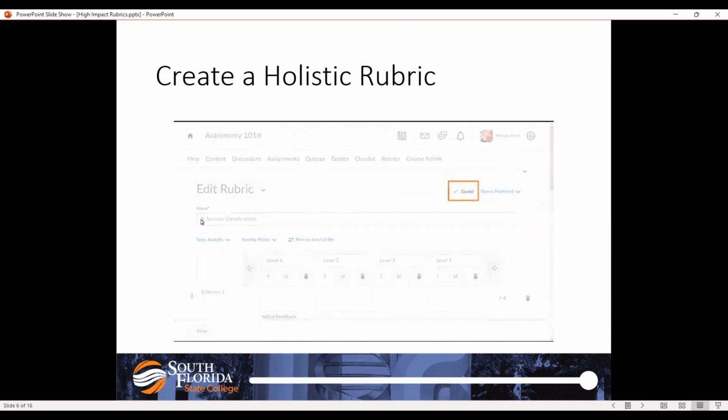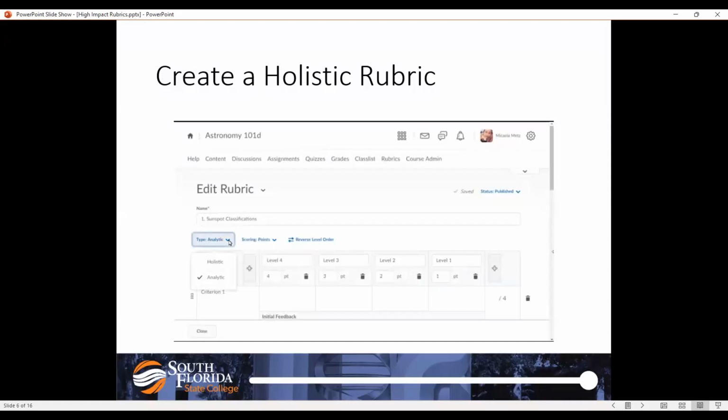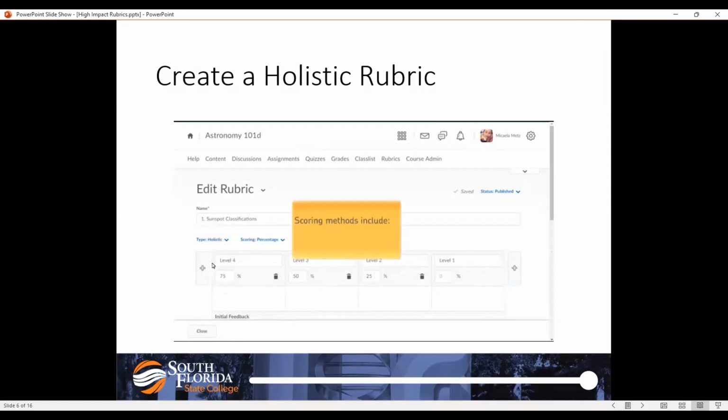Rubrics auto-saves your changes. Change the status of your rubric if necessary. For this example, keep the default published. To make your rubric holistic, click the rubric type menu and select Holistic. Select your scoring method. Scoring methods include no score or percentages. In this example, we will use the default percentages method.